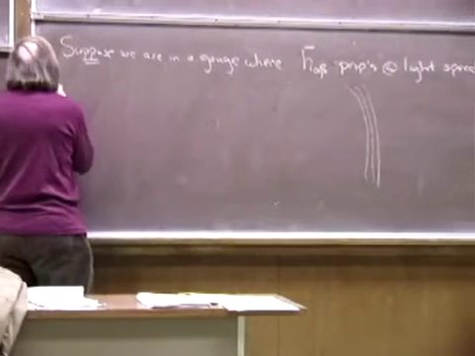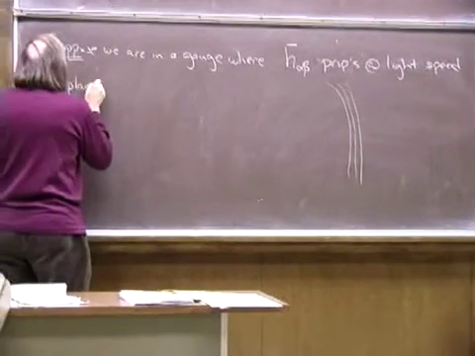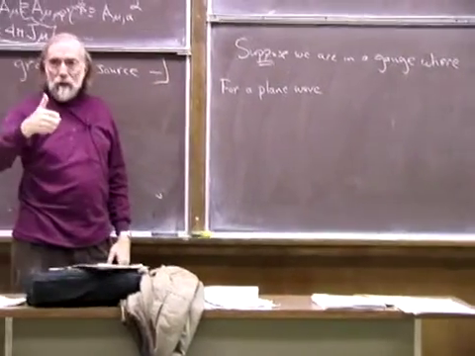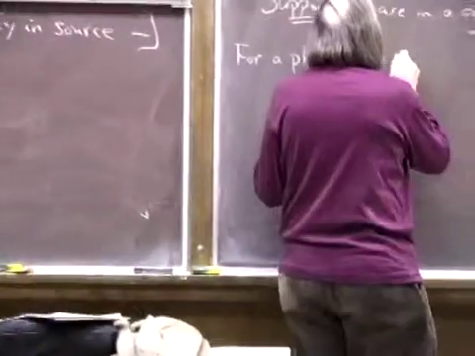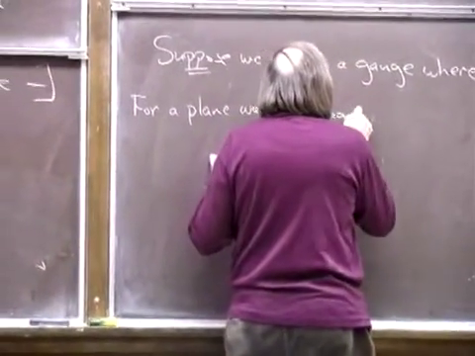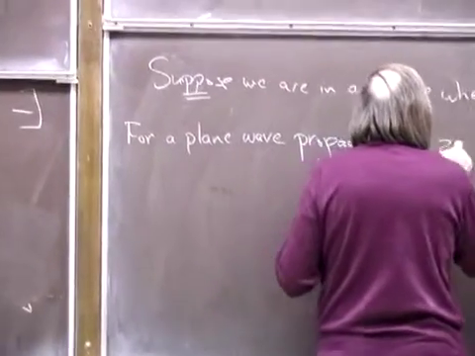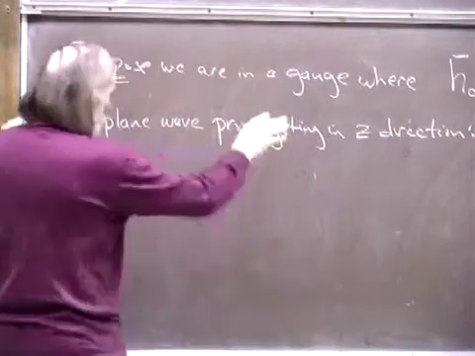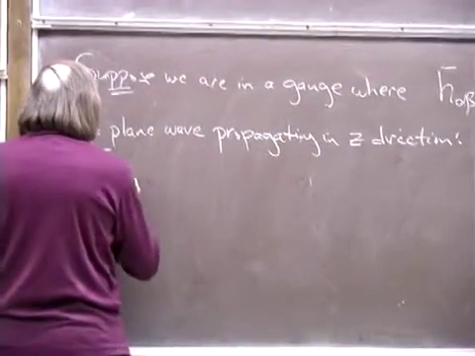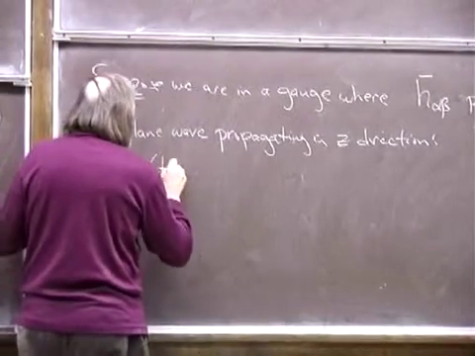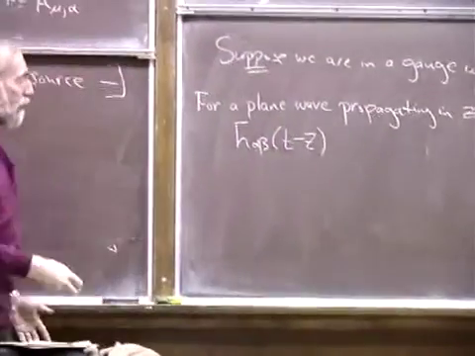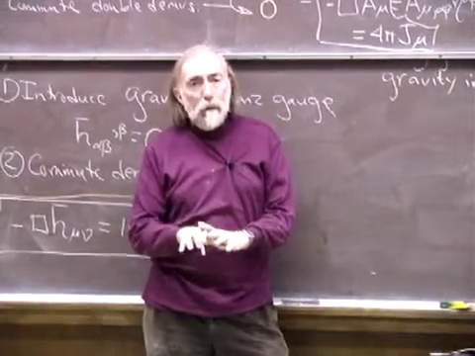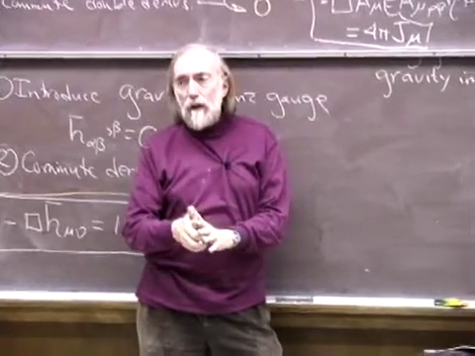So for a plane wave, as soon as I've said it's a plane wave, then I can choose my axis so it propagates in the z direction. Then in this gauge, h bar alpha beta is a function of t minus z and doesn't depend on coordinates in any other way, because it's assumed to be propagating with the speed of light. I've said it's planar, I've approximated it as planar, and then I've chosen my coordinates so it's propagating in the z direction.